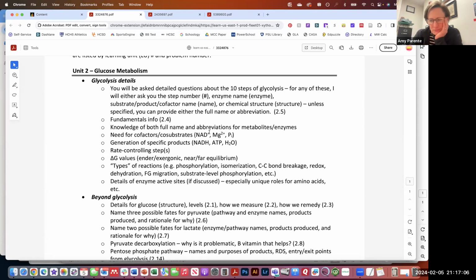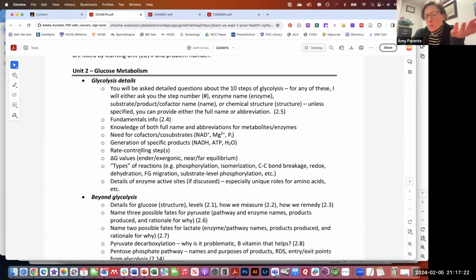Did you have another one you said? Yeah, when it comes to endergonic versus exergonic, what part does that correlate to? So endergonic is a positive delta G. It's just another way of saying a positive delta G.